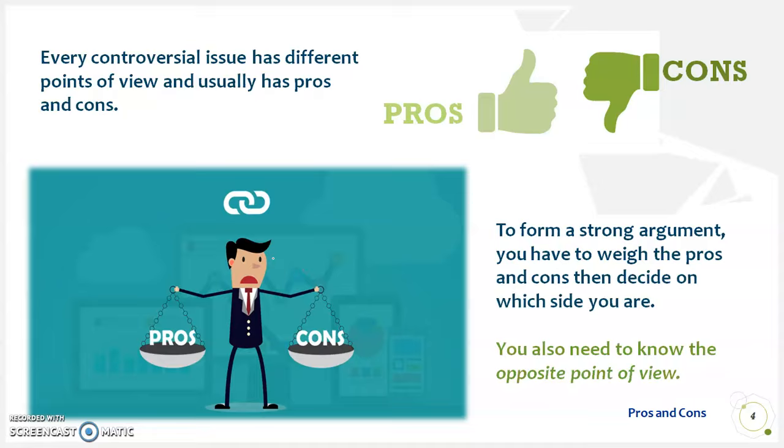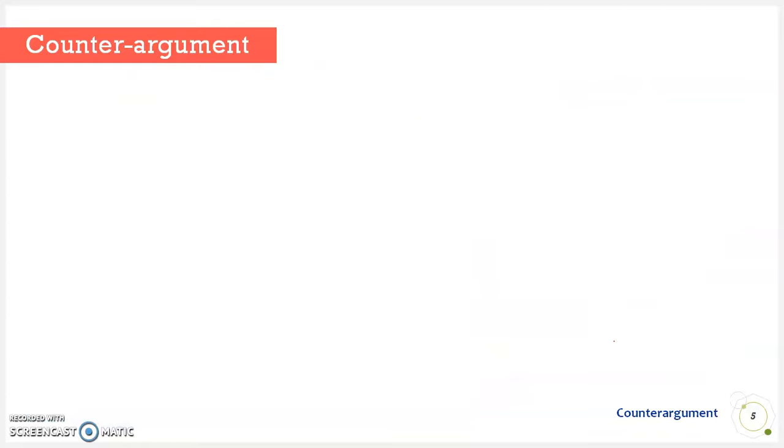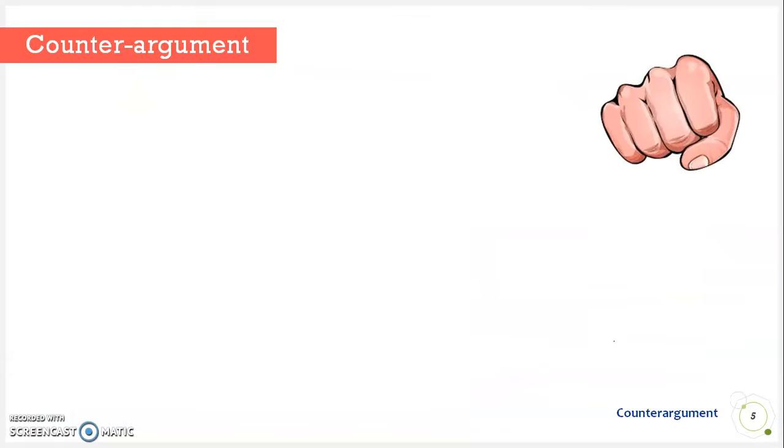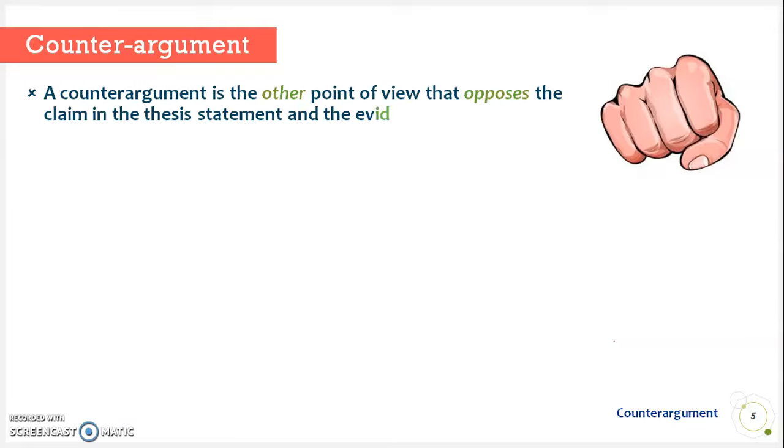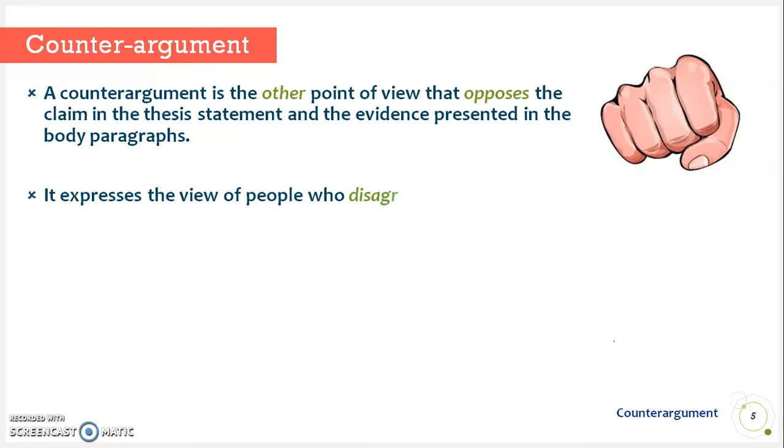After knowing the cons and the pros, you have to decide whether you are with or against that issue. You also need to know the opposite point of view. Why? Because you need to provide a counter-argument. A counter-argument is the other point of view that opposes your claim in the thesis statement and the evidence that you present in the body paragraphs. It expresses the view of people who disagree with your position.